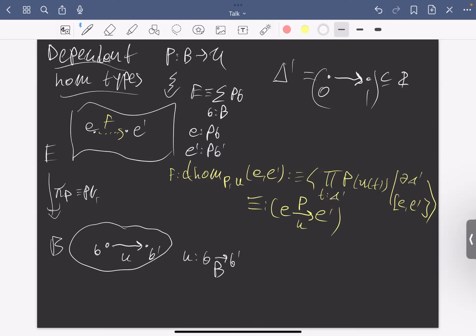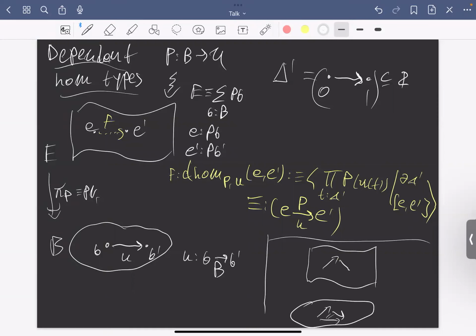Okay, similarly, we can look at other kinds of Hom types. In a family, we could look at 2-simplices that witness the composite of two arrows. And given arrows lying over that configuration, we could look at all the composition data that lies over the composition data below. All these kinds of things we can express using this formalism of extension types.